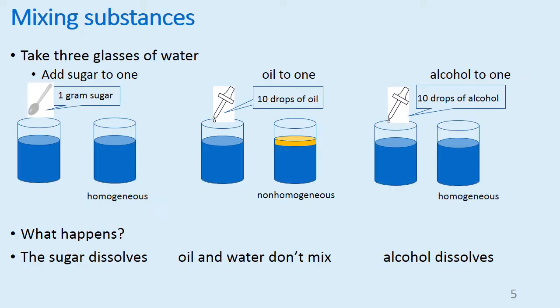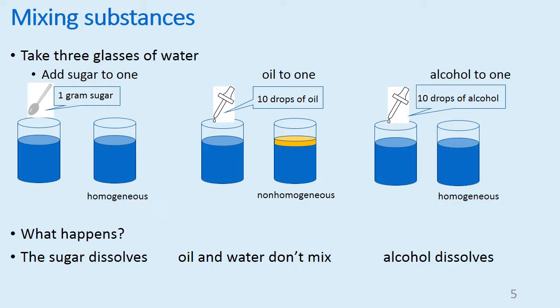Alright, so what happens if we mix substances? Let's take 3 glasses of water, and let's take a spoonful of sugar and mix it in the first glass. What do we see? Well, the sugar pretty much dissolves, and you have a homogeneous mixture.